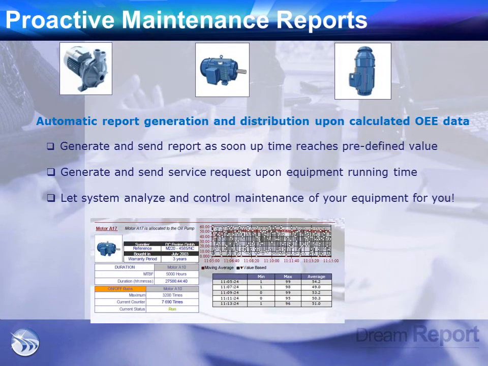Another interesting ability of Dream Report is the ability to generate proactive maintenance reports. Imagine that you have a motor and your motor needs service maintenance every 1,000 running hours. In that case, you can design your report as a service maintenance request and configure Dream Report to calculate periodically the running time of that motor. As soon as the running time of that motor reaches 1000 hours, Dream Report can automatically generate that service maintenance request with all actual data in it and send it by email to your service team for processing, also automatically. Like that, Dream Report can automatically follow up your equipment maintenance.